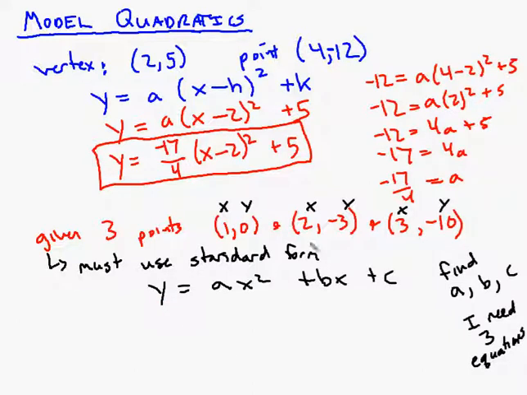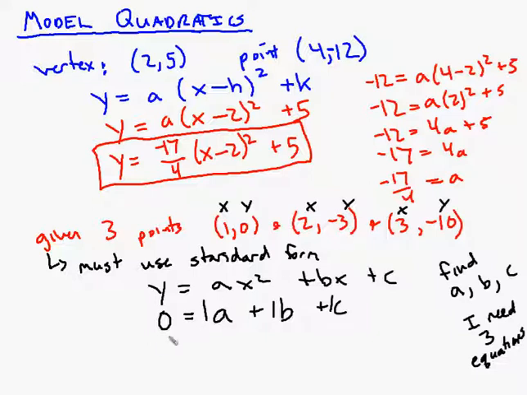I'm going to put each of these in one at a time to get a system. Y is 0. A is something I don't know. X squared. Well, 1 squared is 1, right? So I have a 1 here. Plus bx. I'm just using this first point. X is 1, so plus b plus c. That's my first equation. These are all 1s.